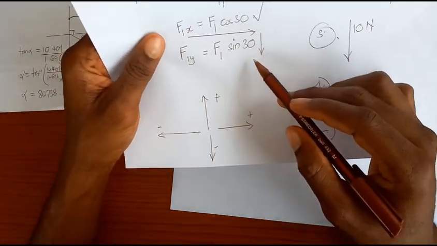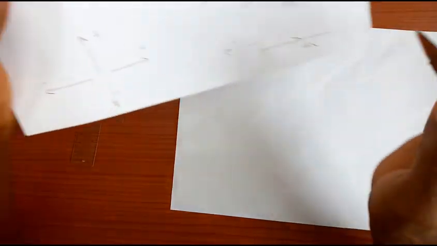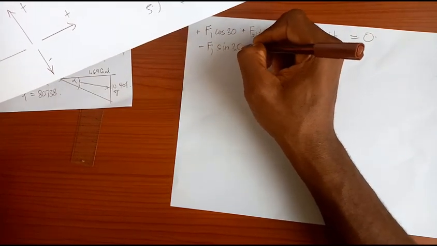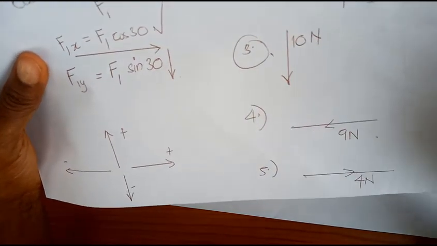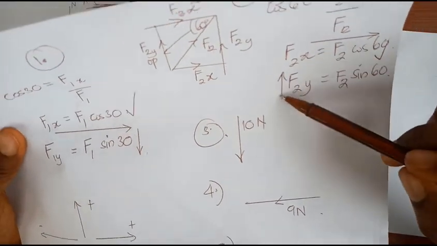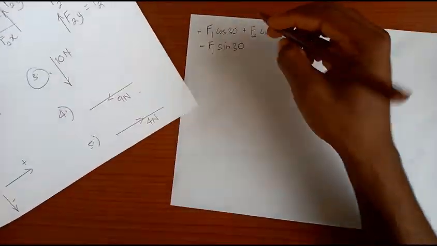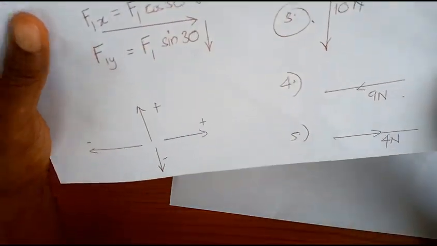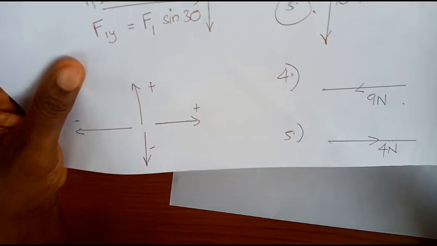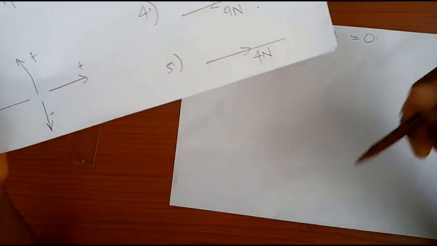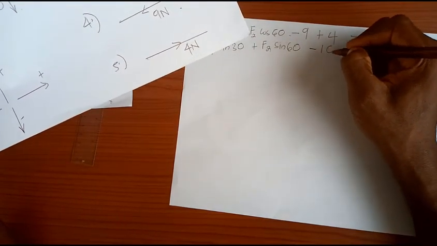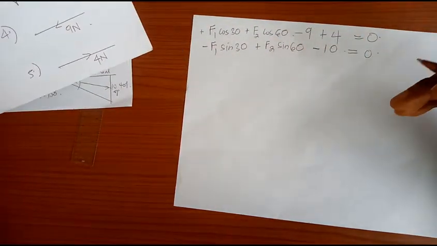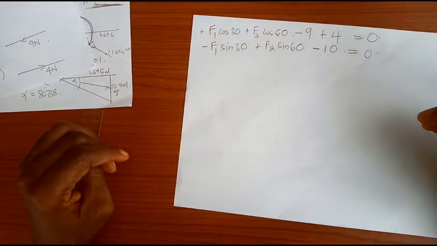This is our first y component, F1 sine 30. And where is it acting? Downward, so it's negative: negative F1 sine 30. We go to our second resolution, which is going upwards. Look, going upwards, so it will be positive: positive F2 sine 60. Then what other y component do we have? This is the last y component, and it's 10. It's going downward, so we need to negate it: minus 10, and the sum should be equal to 0. So these are the two systems of equations we'll be solving to find our F1 and our F2.